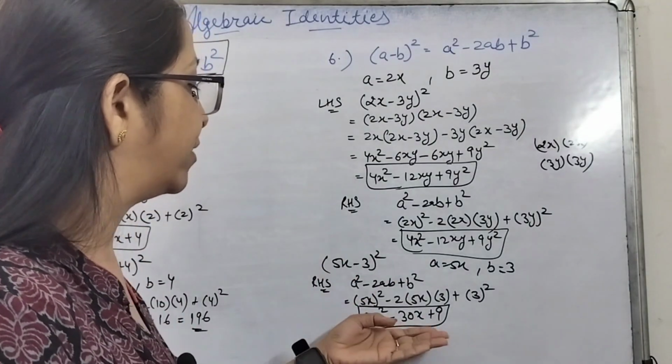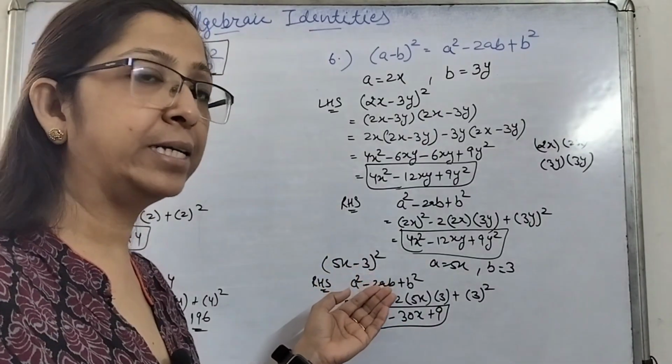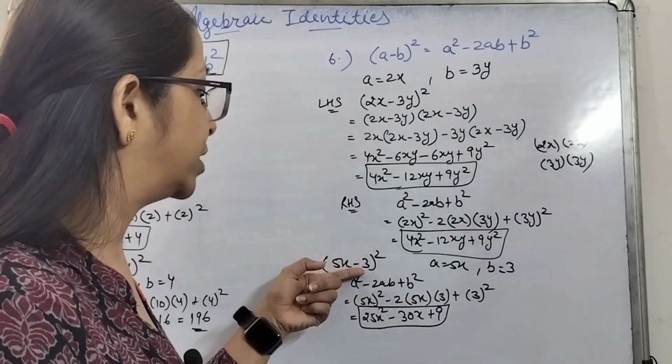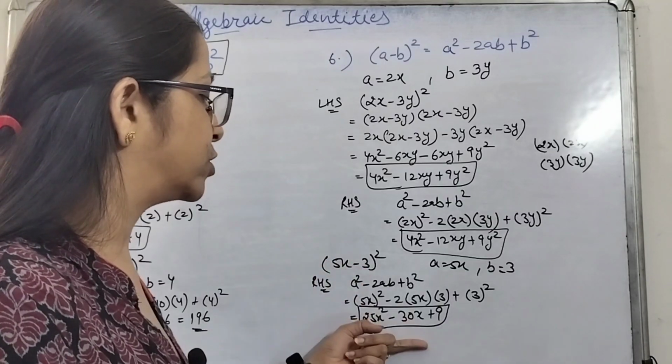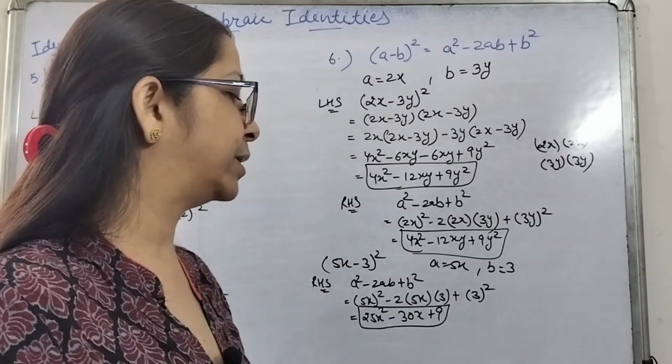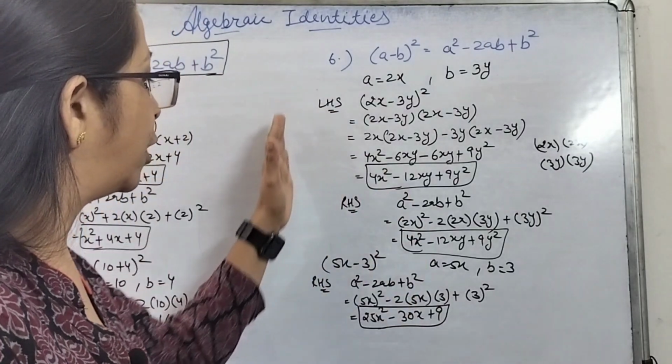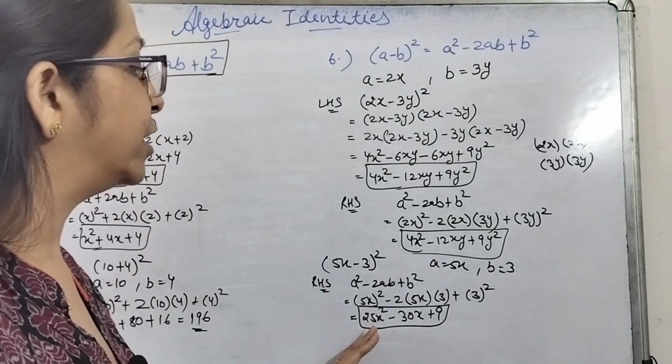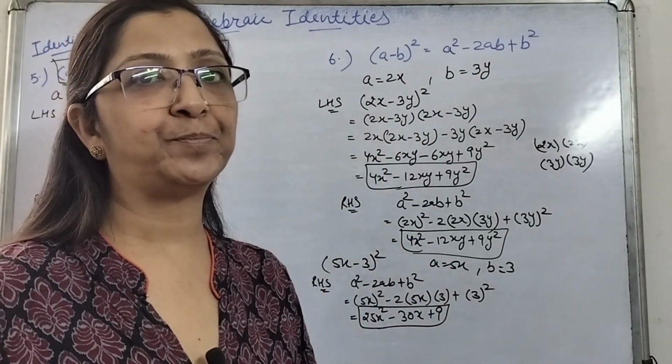This will be the answer if you do the square of 5x minus 3. So directly we can write the answer. We need not multiply it. Directly we can say that the product of these two expressions will be 25x square minus 30x plus 9. This is how we can prove it, and we can use identities as well.